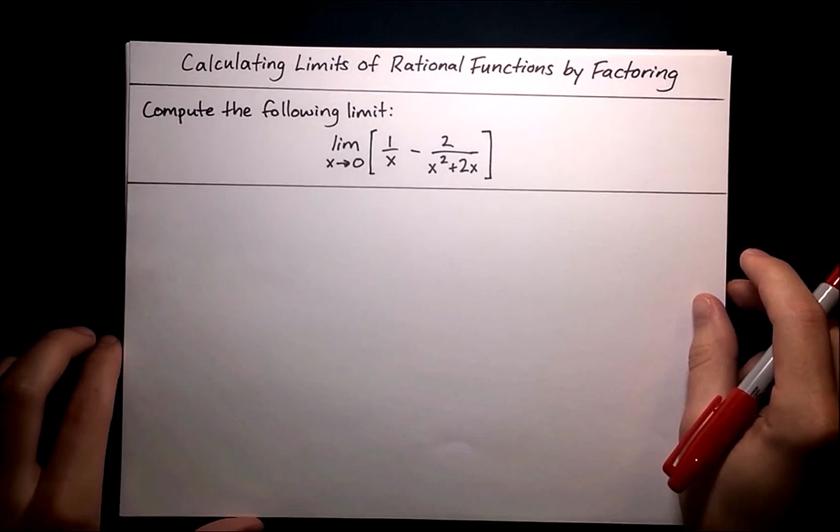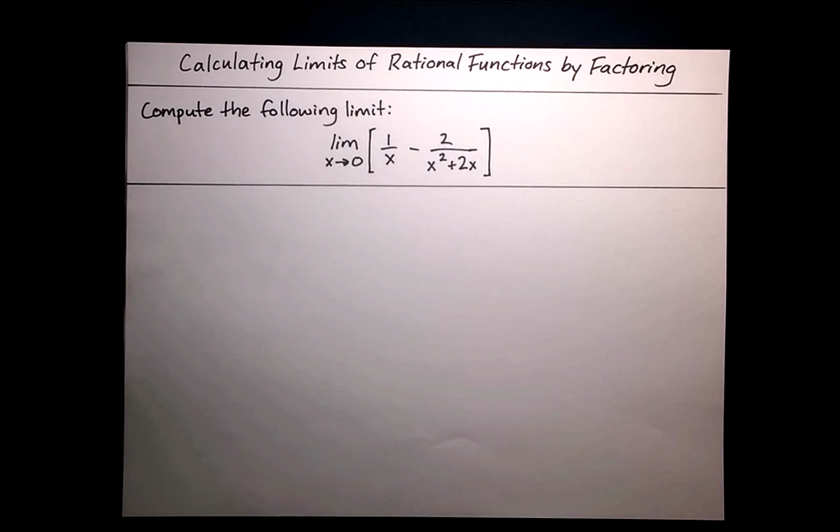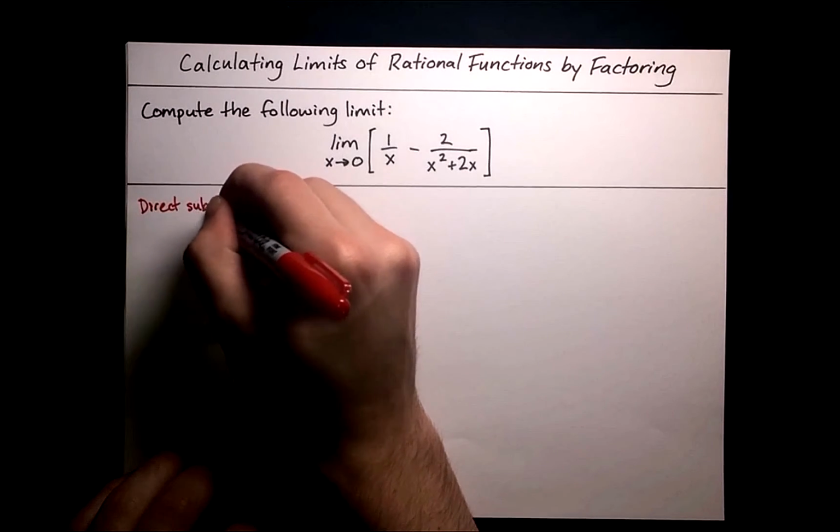Alright, another problem. We want to compute the following limit as x approaches 0 of 1 over x minus 2 over x squared plus 2x. As usual, we'll begin by just trying direct substitution.